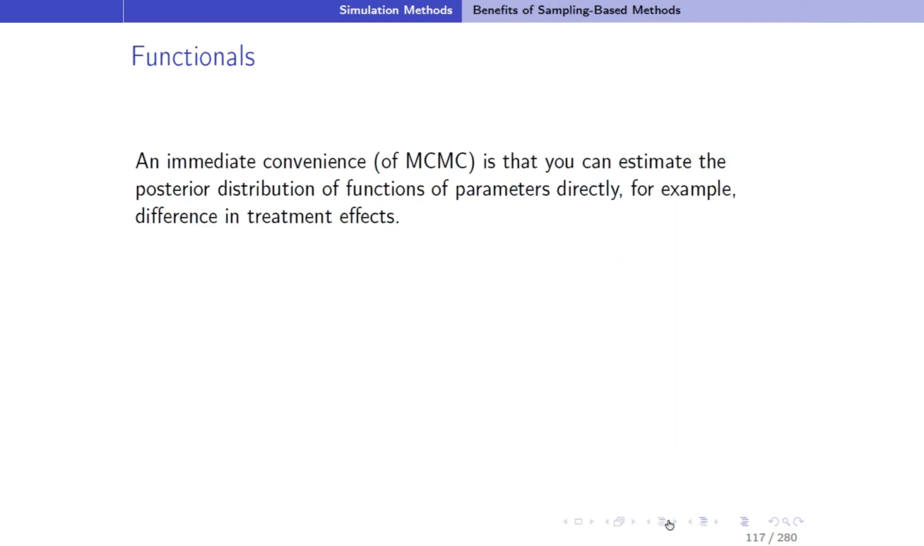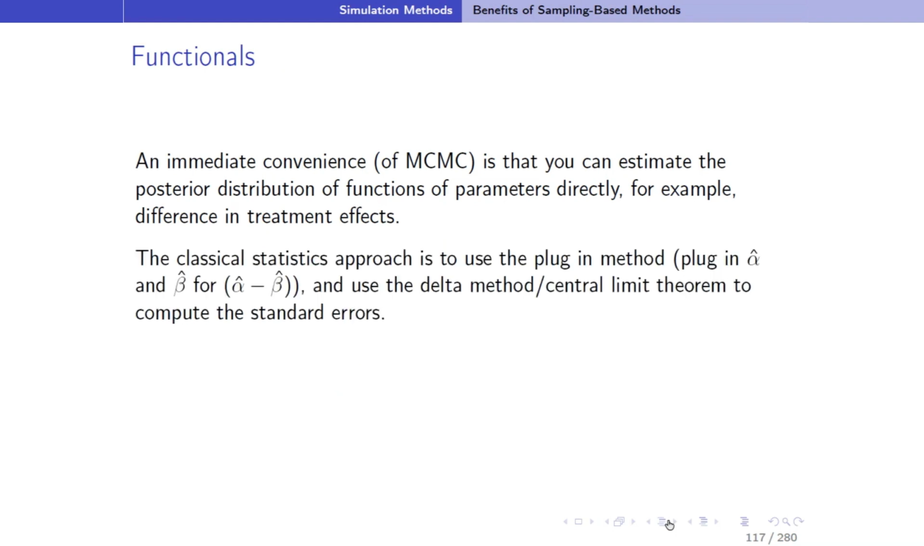In addition, you can compute any function of parameters directly, such as a difference in treatment. What that means is the following. Imagine in the classical statistics approach, you use plug-in methods. If you want to estimate alpha minus beta, you plug in the MLE, which is called the plug-in method. And how do you get the standard error? You have to use the delta method, central limit theorem.